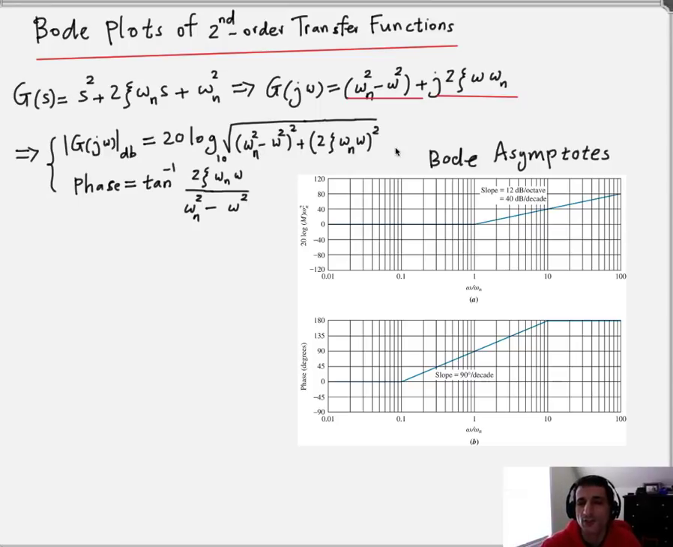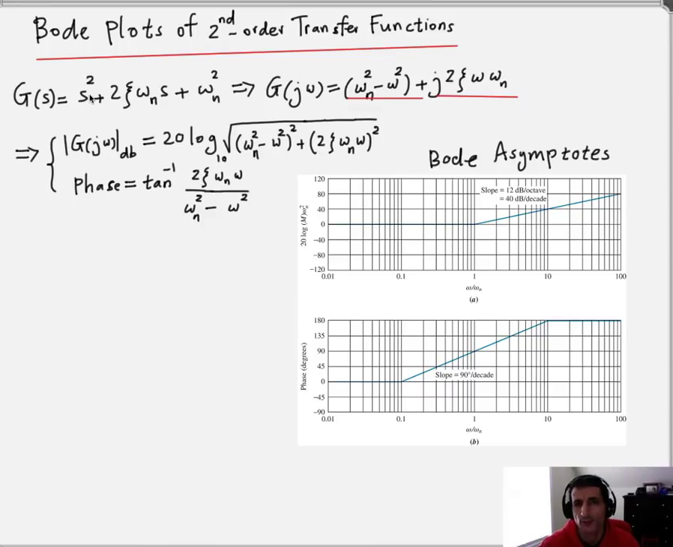So for first order, the slope of this line is going to be 20 dB per decade, but now for second order, it's going to be 40 dB per decade. That's what you see here. So now for phase angle, always remember that it's going to start flat.